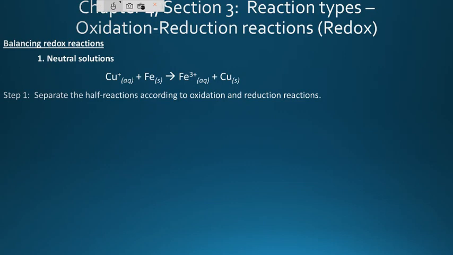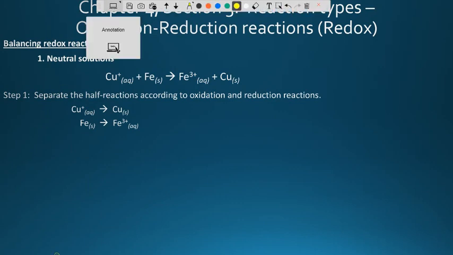First step, we're going to separate things into half reactions according to redox. And so we saw two things happening here. And just to break it down a little bit, notice that I go from a positive to a neutral. Okay, so that means that I gained electrons. And again, oil rig, who gained electrons? Okay, well, my copper gained electrons. That means that this guy was reduced and my iron has lost electrons because it's become positive.